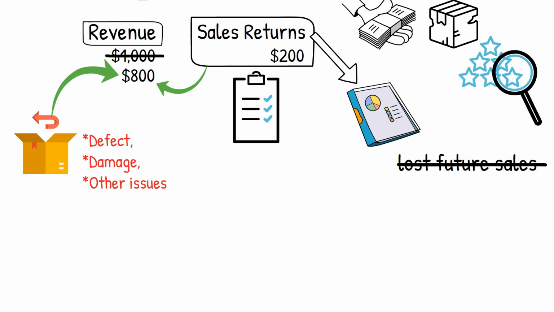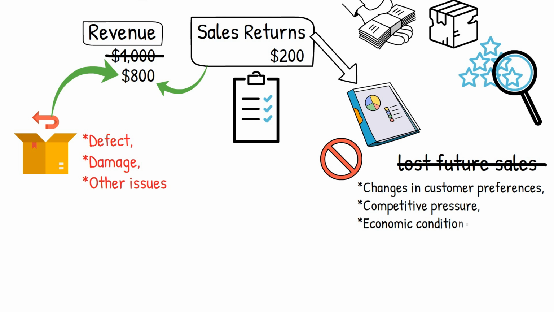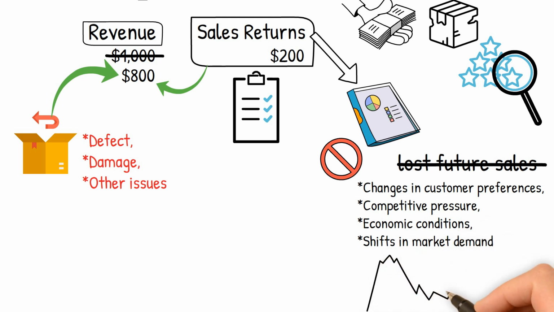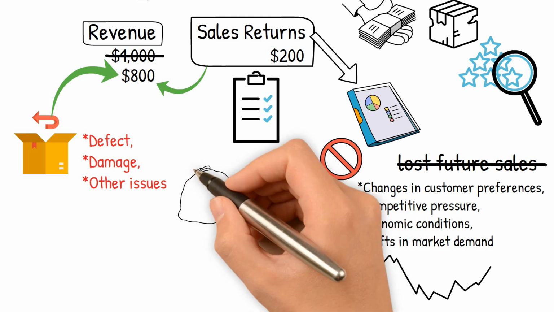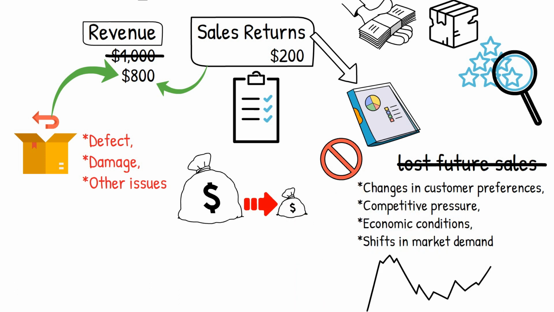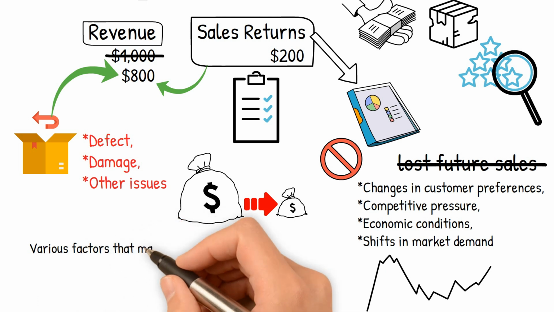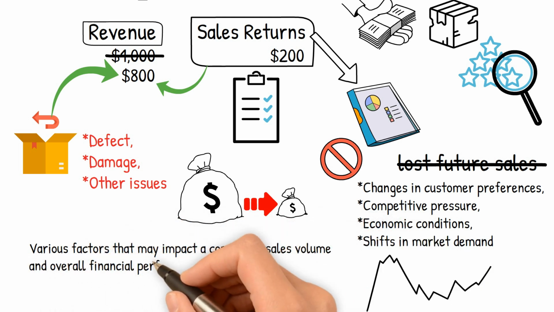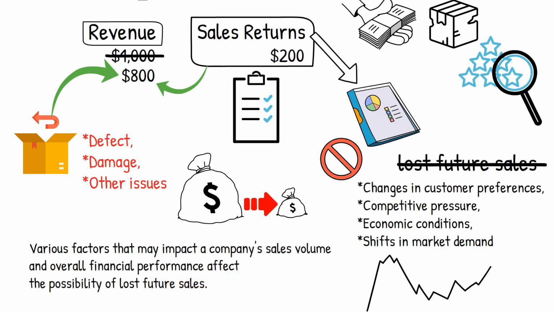The possibility of lost future sales is typically associated with factors such as changes in customer preferences, competitive pressure, economic conditions, or shifts in market demand. These factors can impact a company's sales volume and future revenues, regardless of the number of returns or allowances granted. In summary, while sales returns and allowances may lead to a short-term reduction in revenue, they do not necessarily indicate that future sales will be lost. Various factors that may impact a company's sales volume and overall financial performance affect the possibility of lost future sales.